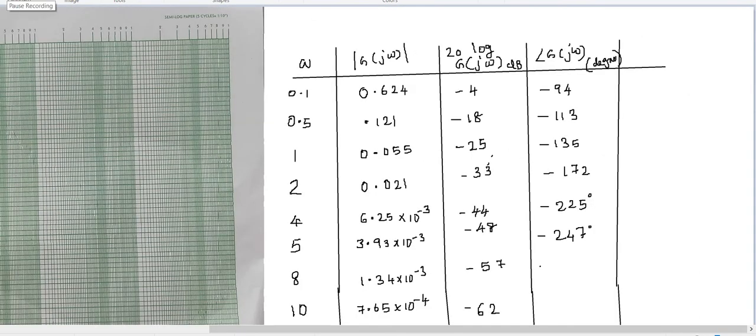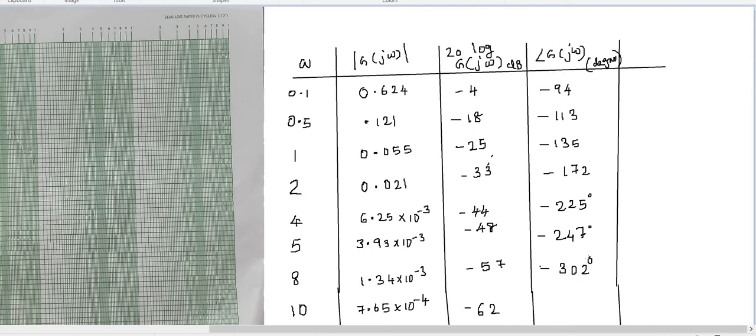So the next step is to draw the table corresponding to different values of omega. For different values of omega, we have to find out the magnitude of G of j omega, the magnitude in decibels, and the angle. Here you can see that when omega is 5 radian per second, the angle is minus 247, and when omega is 8 radian per second, the angle is minus 302 degree. So you can say that the angle keeps on increasing.